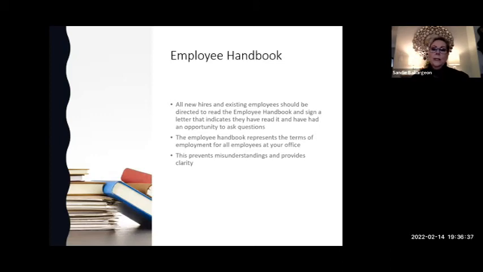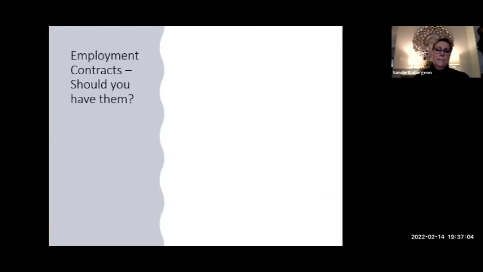So all new hires and existing employees should be directed to read the employee handbook and sign a letter that says that they have read it and that they've had an opportunity to ask questions. So if you have a manager at your office, your manager can sit with them while they're going through the employee handbook and answer any questions that they have. The employee handbook represents the terms of employment for all of your employees at your office, and it helps to prevent any misunderstandings, and it also provides clarity.